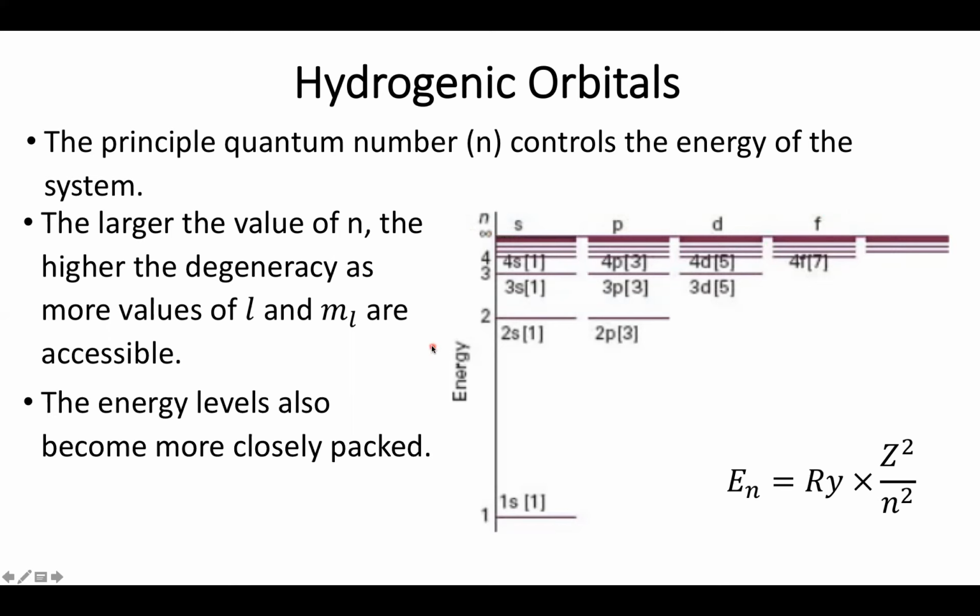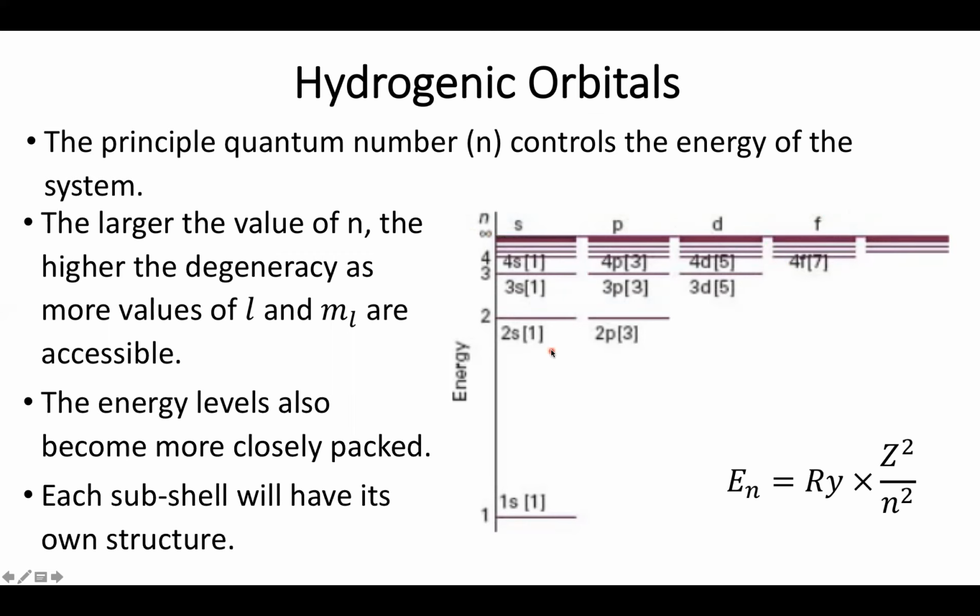Now, again, one thing worth noting is that each of these subshells has its own structure, its own specific geometry. And even within a subshell, each potential value of M sub L may have a different shape. This is what we're going to spend the next three lectures digging into: the shapes of our S, P, and D subshells. So until then, take care.